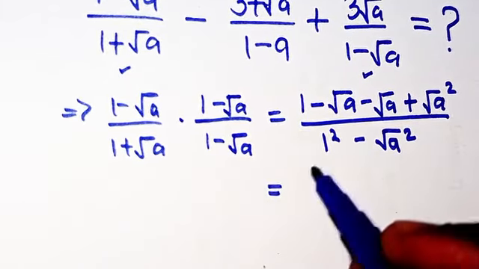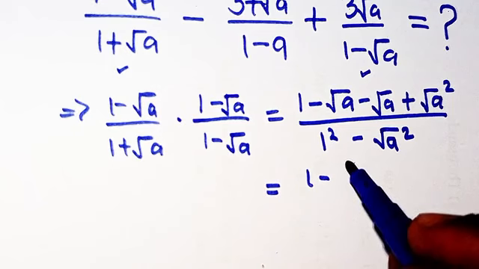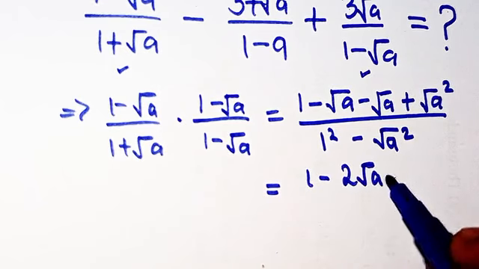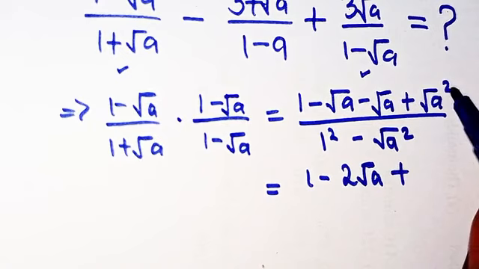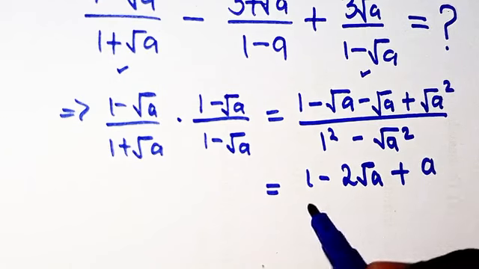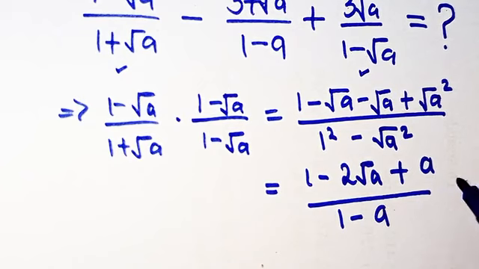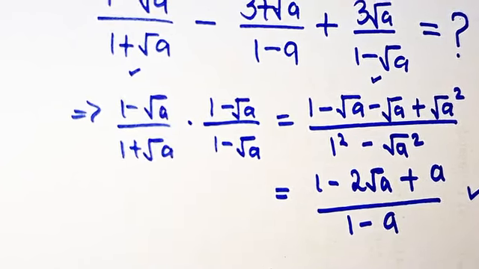Now lastly, you're going to have 1 minus root a minus root a, which gives me minus 2 root a, then plus this square. We cancel the square root, and we have a, then divided by 1 minus, this will be a. So that is for the first one.